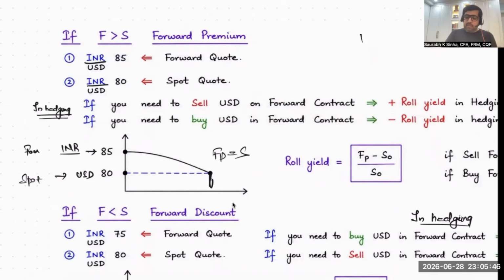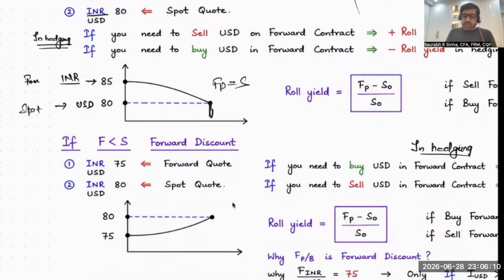85 minus 80 upon 80. The only thing that will change is whether the USD is trading at forward premium or forward discount. It is trading at forward premium. So if you sell, you'll make a profit because it will decline. And that will be in your favor because you're betting on the downside movement of USD by selling. If forward is less than spot, then we call it a forward discount in the currency market.